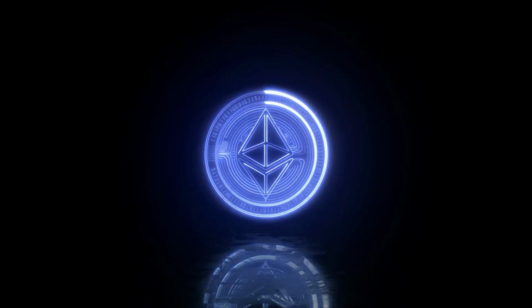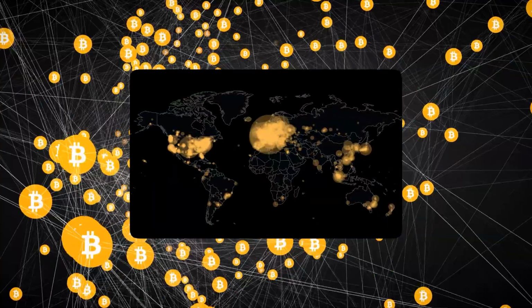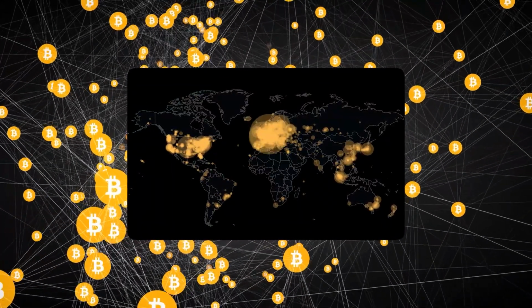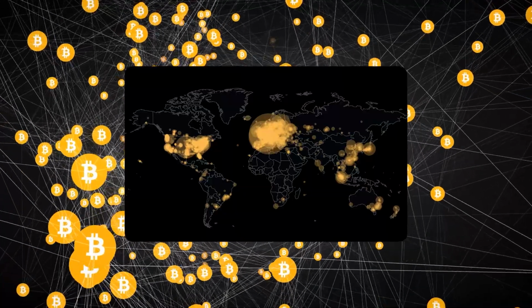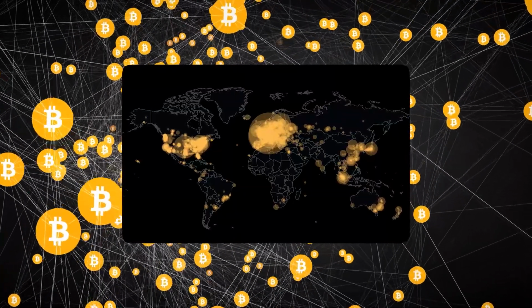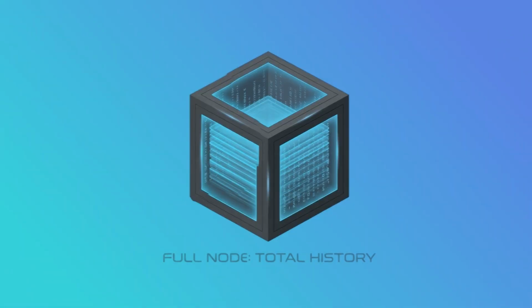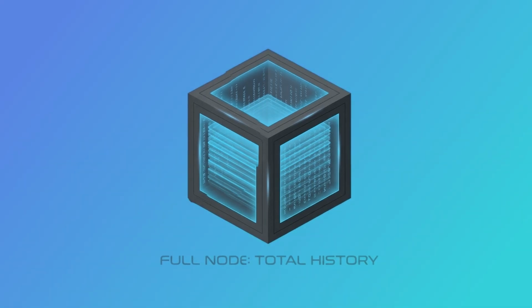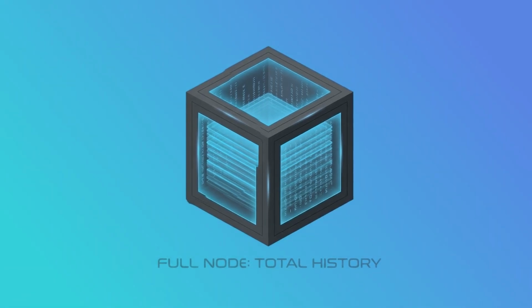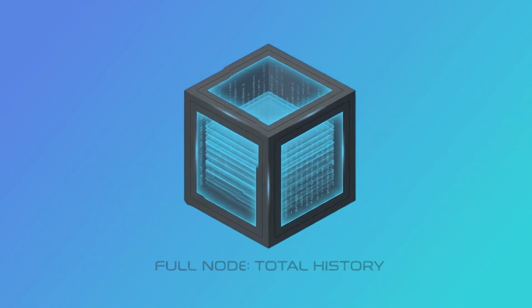In 2025, Ethereum had over 11,000 active validator nodes globally. Bitcoin's network runs on tens of thousands of full nodes, distributed across more than 100 countries. These numbers represent the actual physical infrastructure, making decentralization real rather than theoretical.